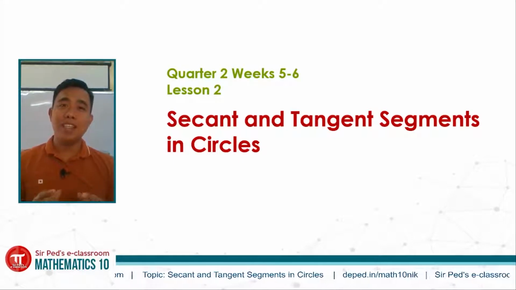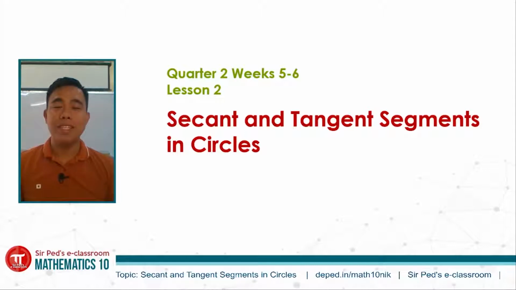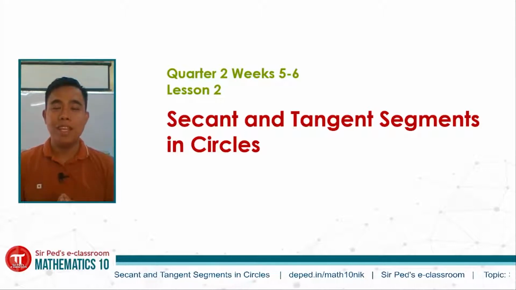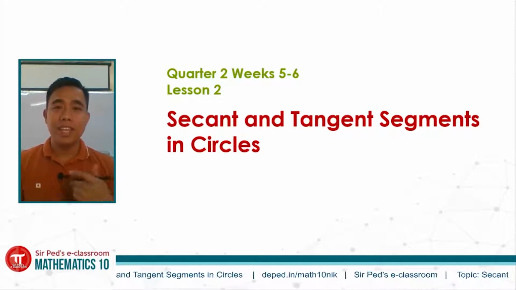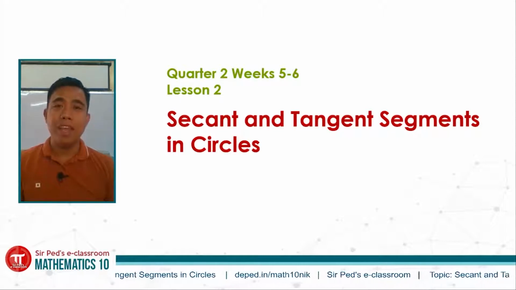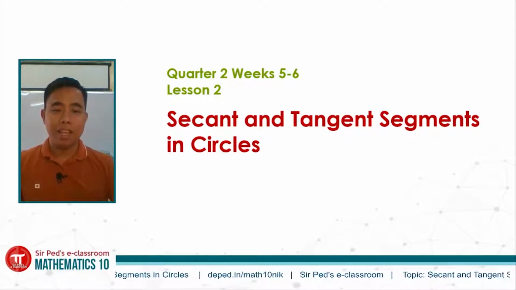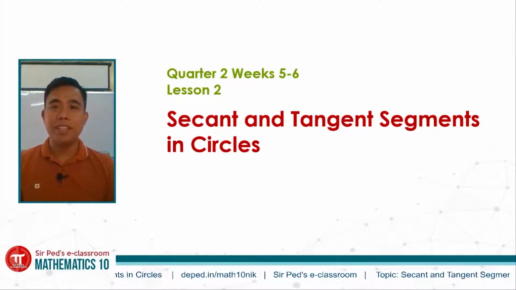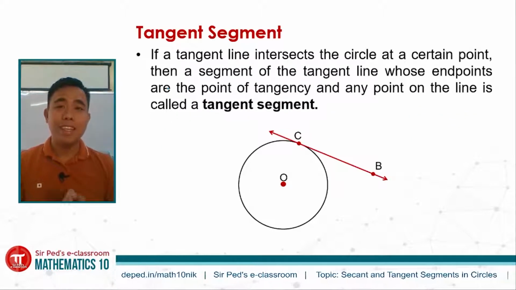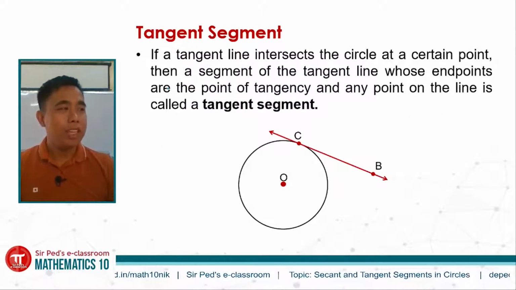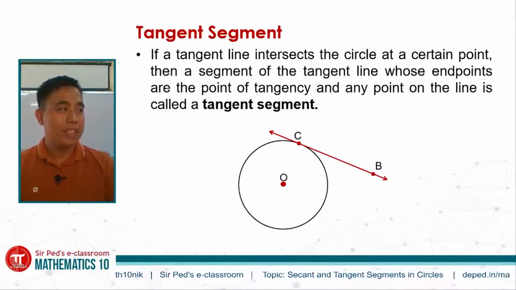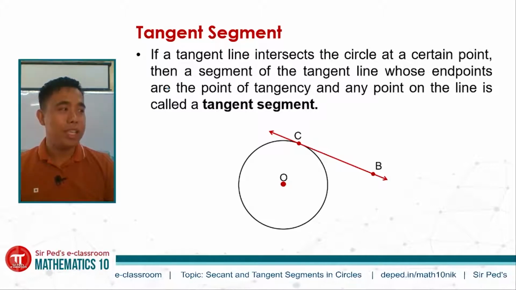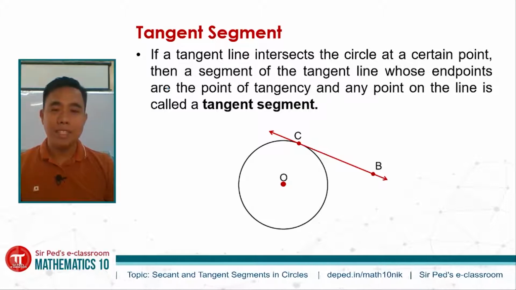Before we discuss and prove theorems involving secant segments and tangent segments, let us define first secant segment, tangent segment, and external secant segment. So first is the tangent segment. If a tangent line intersects the circle at a certain point, then a segment of the tangent line whose endpoints are the point of tangency and any point on the line is called a tangent segment.